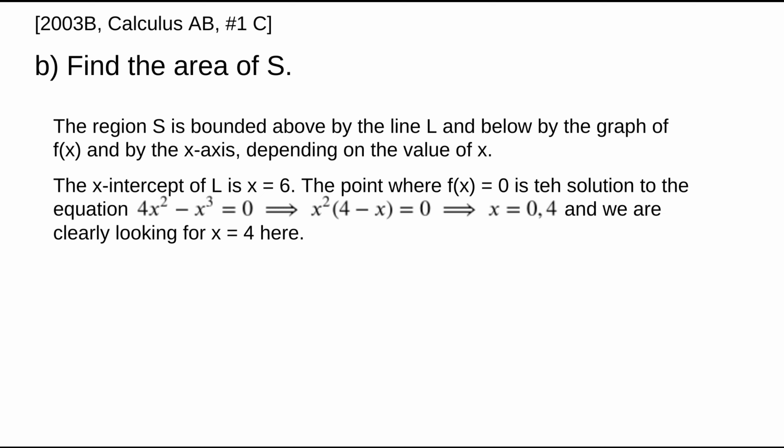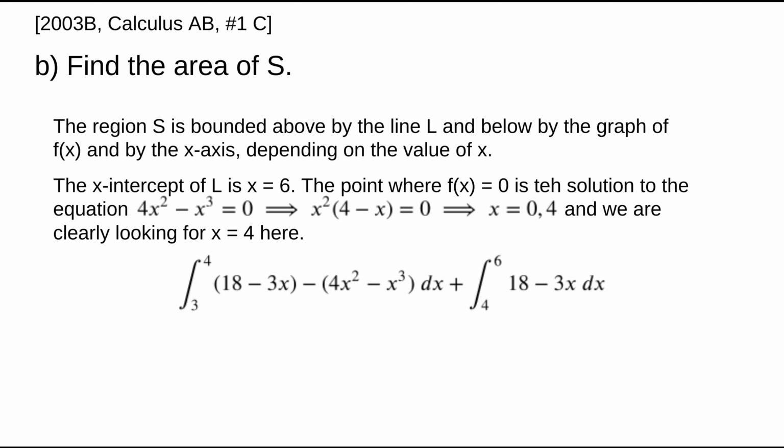All right, so in order to do that, we have to know what is the x-intercept of that line, what is the x-intercept of the function f of x, where do our bounds of integration change, right? So the x-intercept of the given line is pretty easy to show. It's just 6. The point where f of x is equal to 0 is the solution to the equation 4x squared minus x cubed equals 0. That's easy enough to factor by hand. We have x squared times 4 minus x, so that's 0 when x is 0 or 4. And I think given the context, it's pretty obvious we are interested in the value x equals 4.